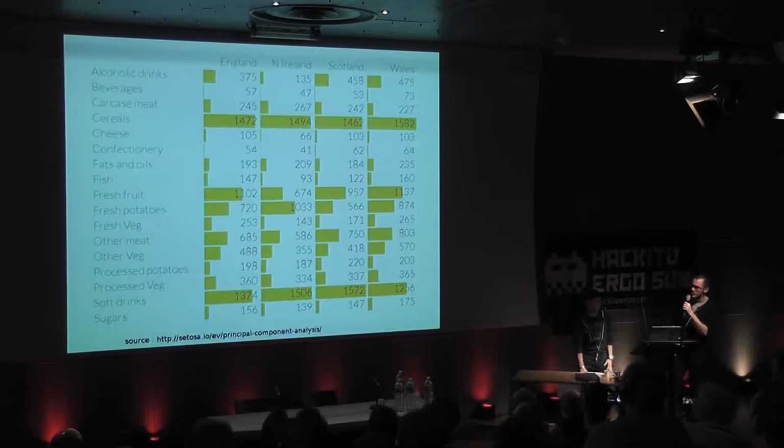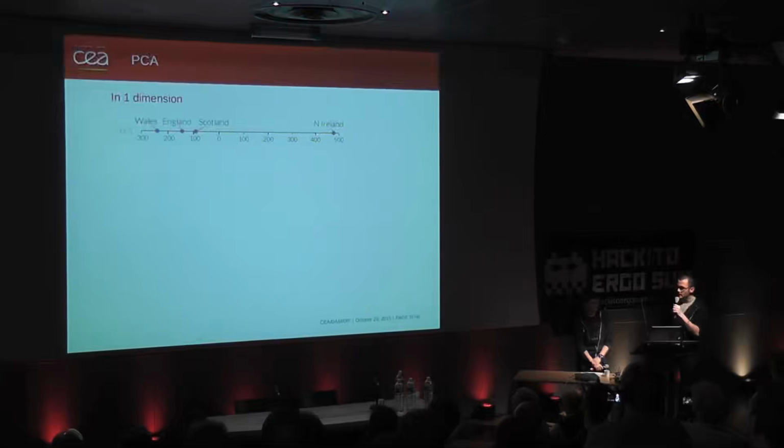There are 17 points, so 17 dimensions. If you look at it just like this in the tabular form, you won't see anything relevant, or a real trend for one country to be really different from another. But if you do the PCA on that data, here is what you get, in 1 dimension.